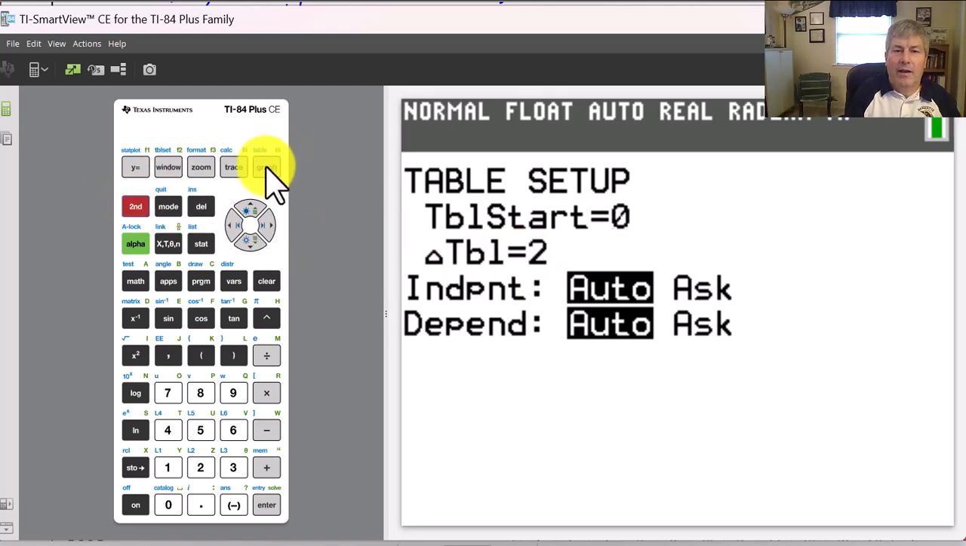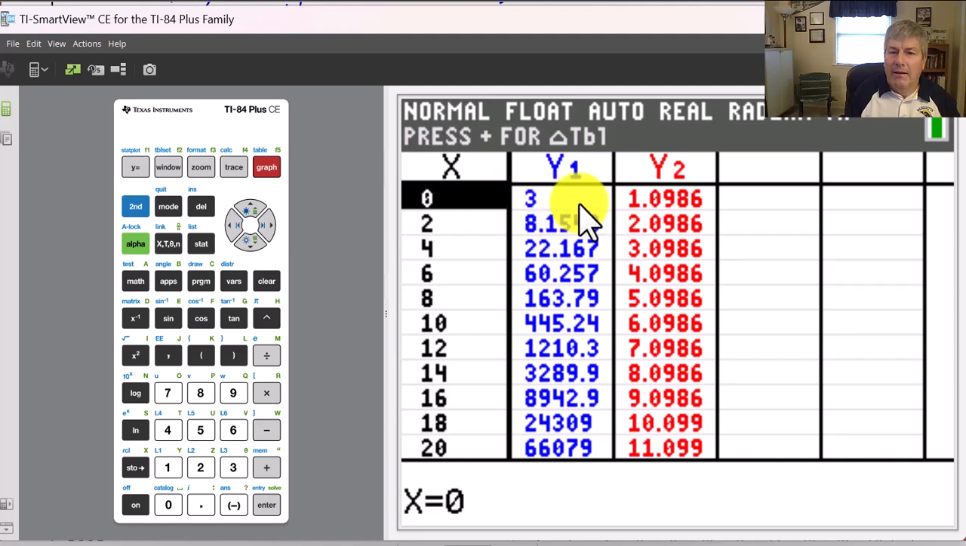And I go to the second table, and it will give me not only my second column, but all the values I need for the third column. For 0, it's 1.0986, and 2 is 2.0986, and 4 is 3.0986, and 10 is 6.0986, and 20 is 11.0986. So let's go ahead and record those in our notes.